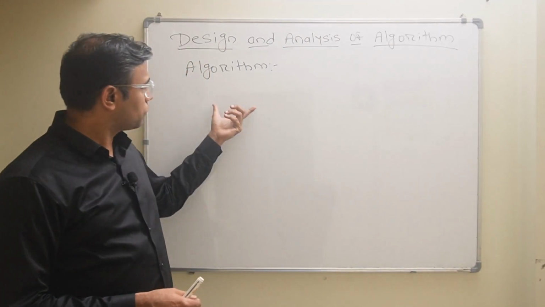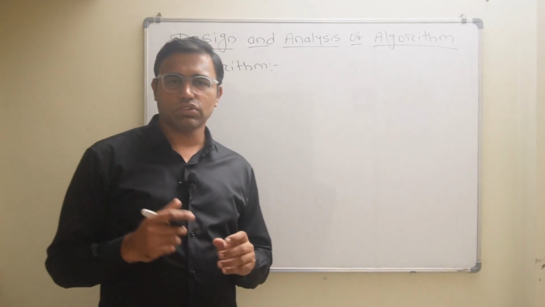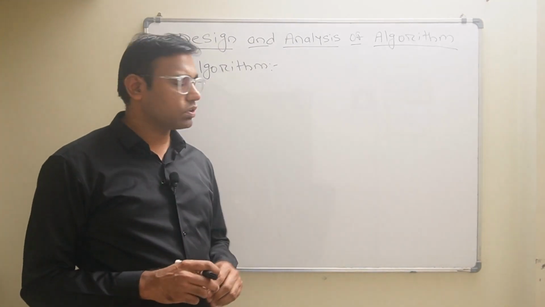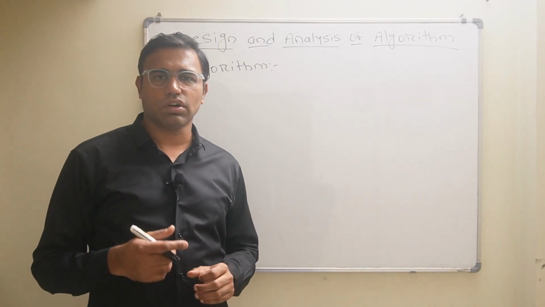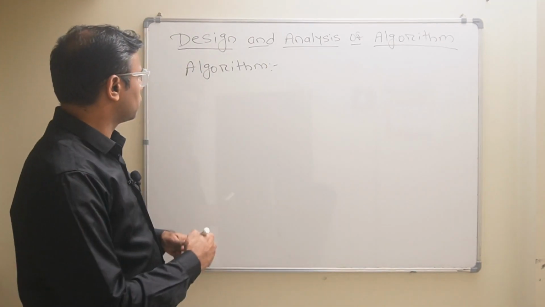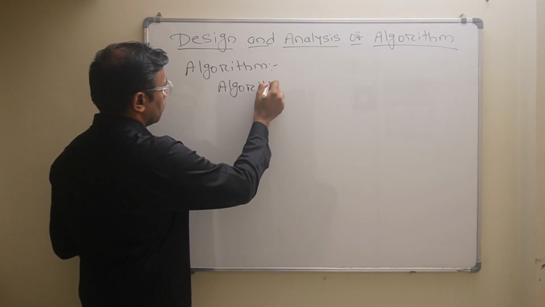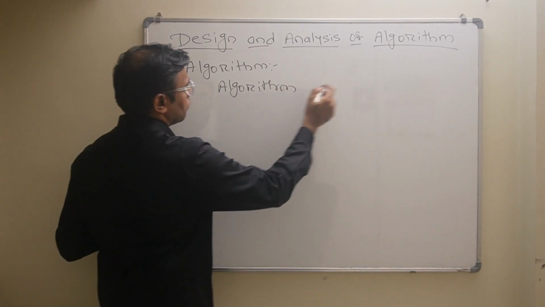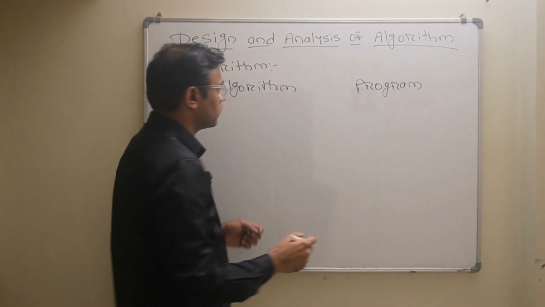If you want to write an algorithm, you must have knowledge of English. It is not written in any programming language. It is written in the English language. So let us see the difference between algorithm and program. What is an algorithm, what is a program, and what is the difference?